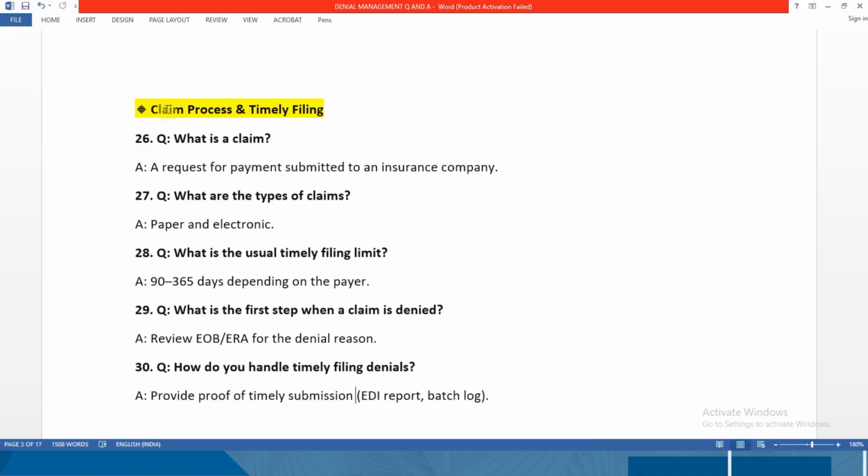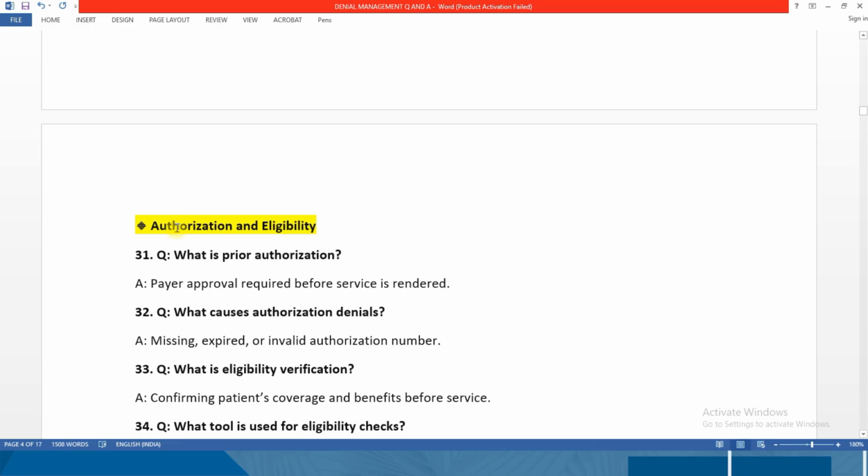Provide proof of timely submission, EDA report as well as batch log in order to provide to the payer. Next we will see a few Q&A related to authorization and eligibility.